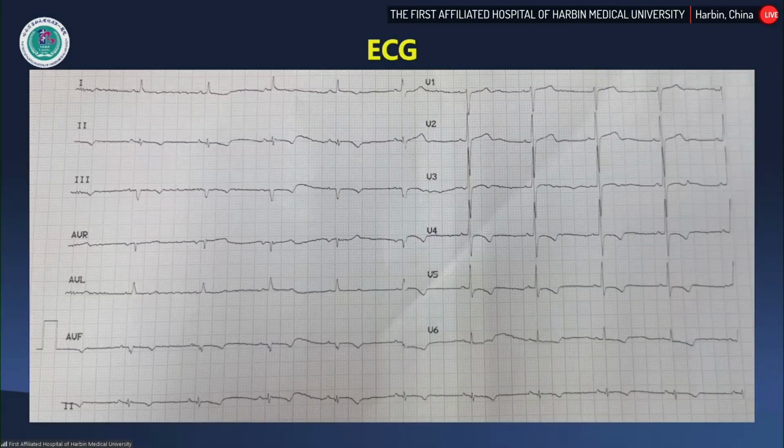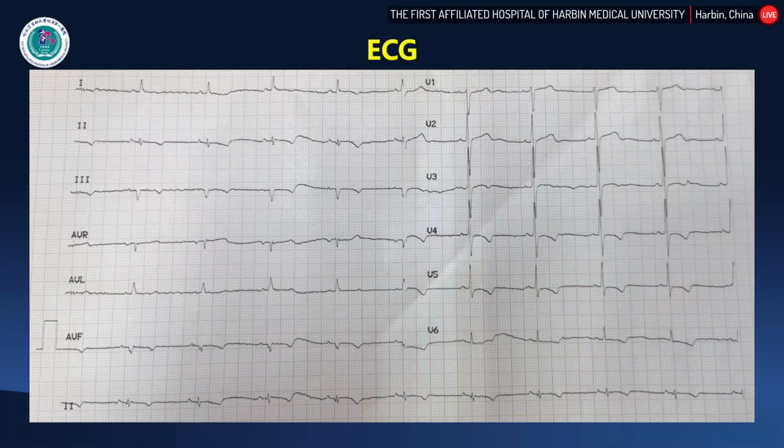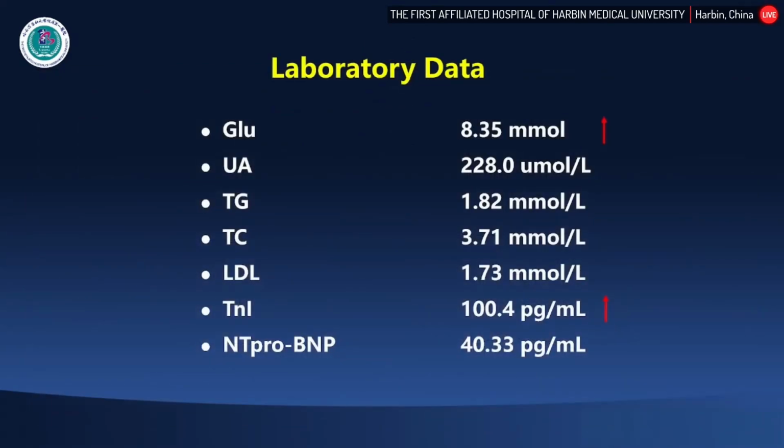Here is his ECG. We can see sinus rhythm with inverted T waves in lead 2, lead 3, lead aVF, and leads V3 to V6. But unfortunately, in today's procedure, on the monitor we find he is in atrial fibrillation. Here is his laboratory data. His glucose is a little higher than normal, and the troponin I of this patient is positive, elevated significantly.